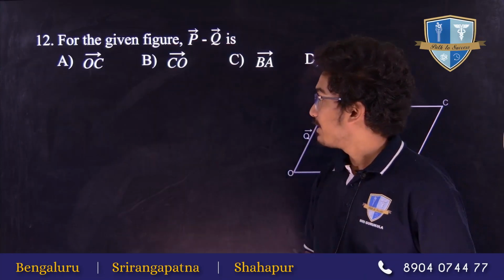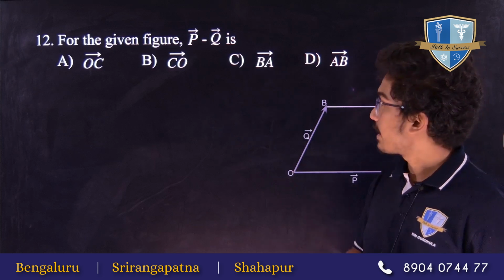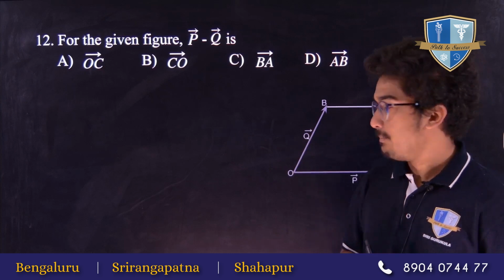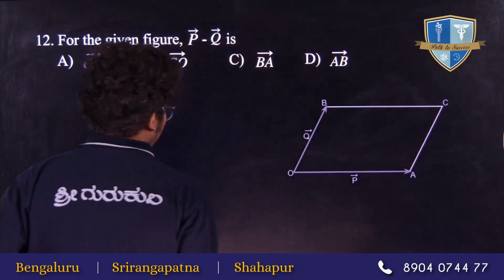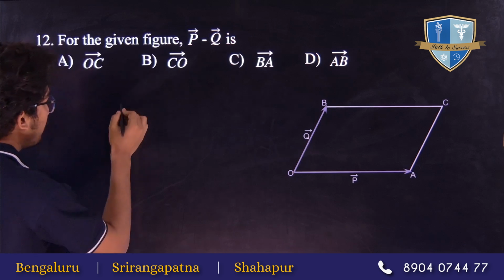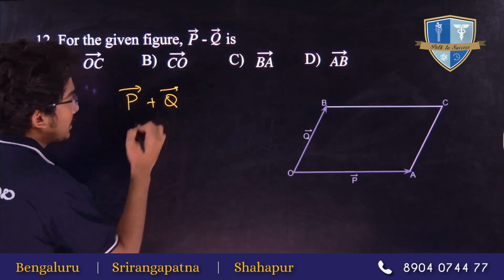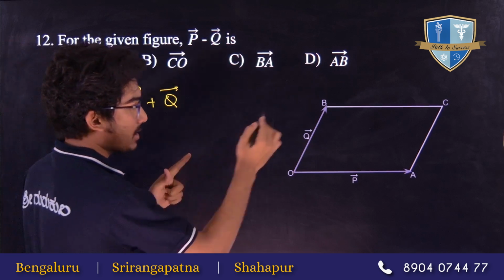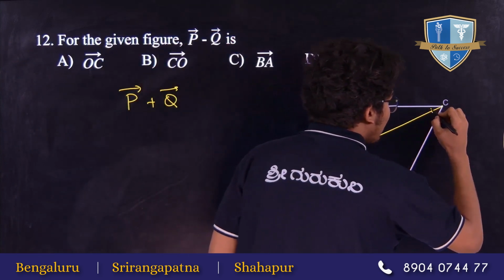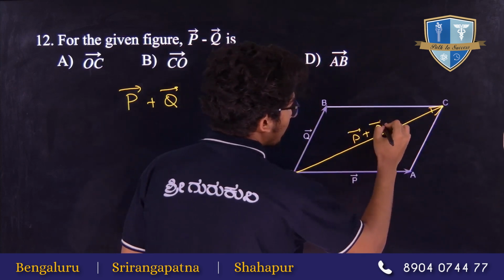So our next question is: for a given figure, P vector minus Q vector is? Our options are OC vector, CO vector, DA vector or AB vector. If we understand the concept of addition of vectors, in the parallelogram law, if this is P vector, this is Q vector, then this diagonal is actually P vector plus Q vector, correct?